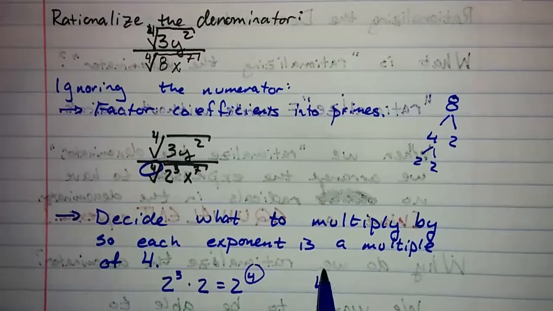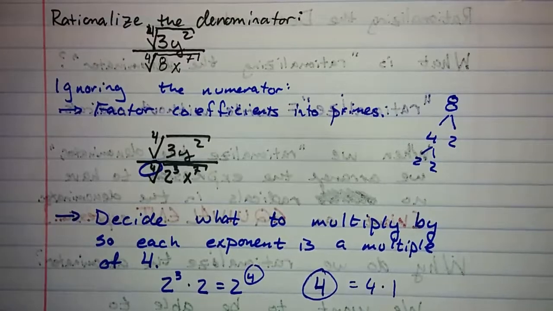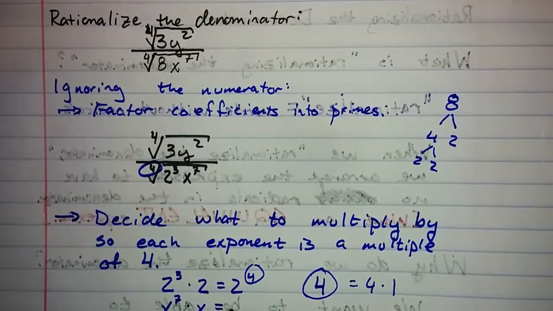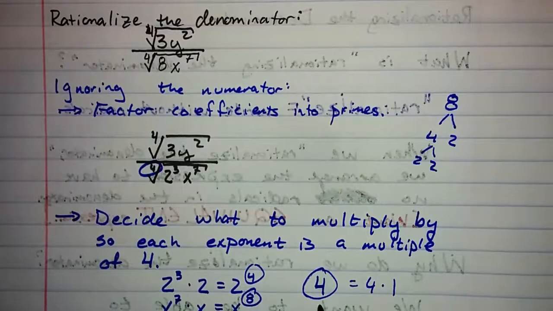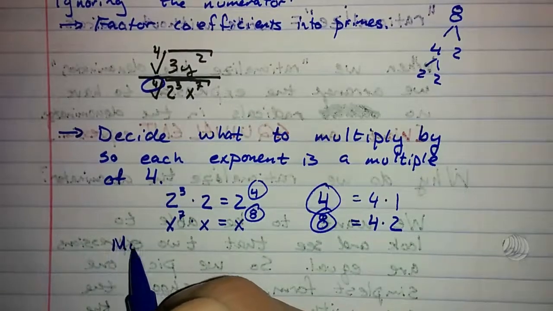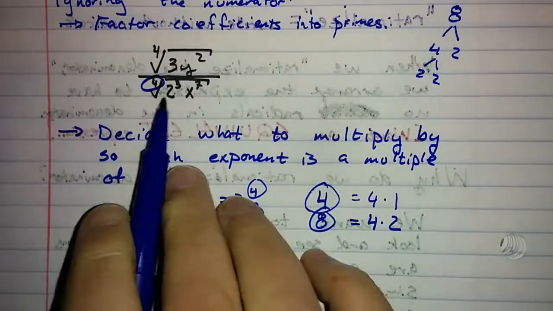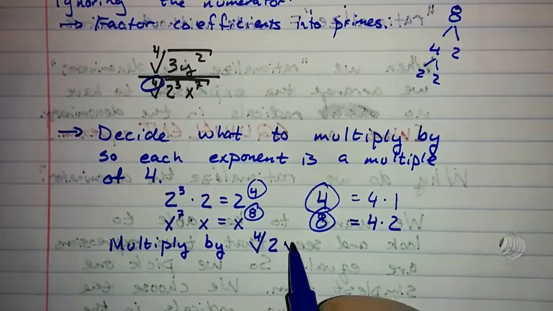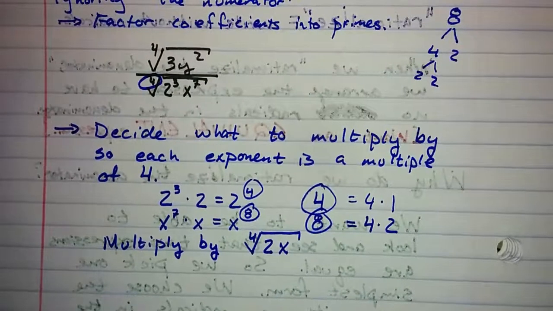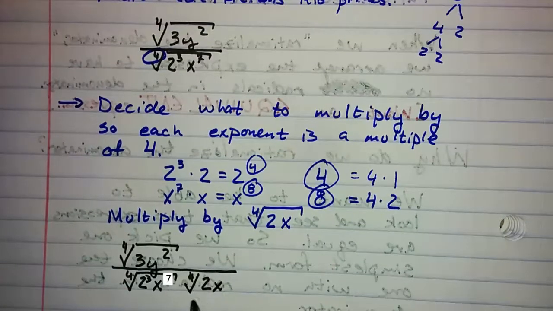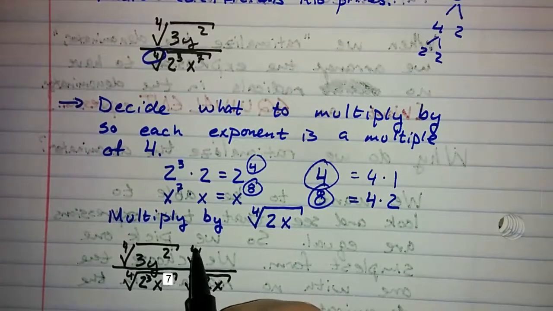And 4 is 4 times 1. I'm thinking x to the 7th times another x is x to the 8th. And 8 is 4 times 2. So I need to multiply by something inside a 4th root so that I can combine it with this root. I need one extra 2 and one extra x. Okay, and now we're going to do that. I want to multiply the denominator by the 4th root of 2x. So I'd better do the same thing in the numerator.